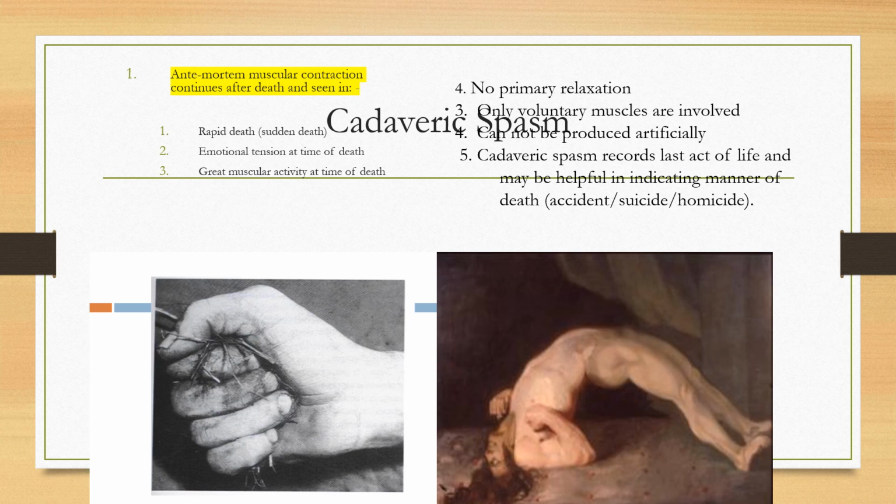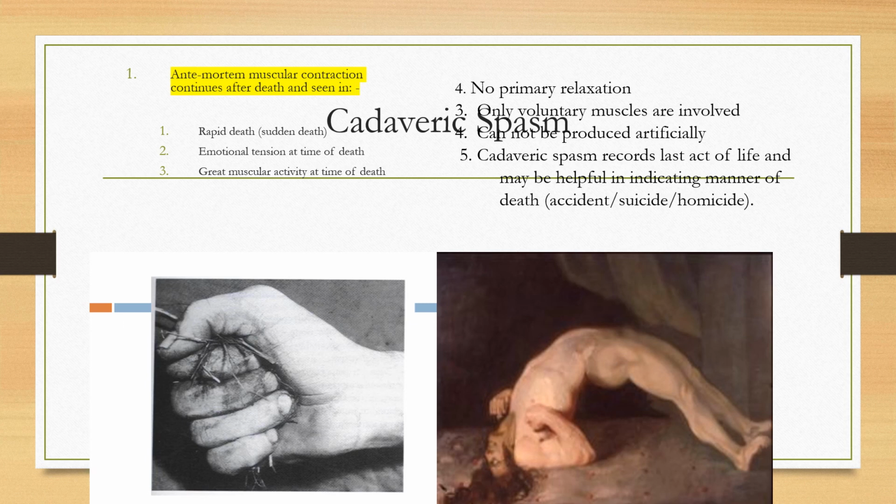Cadaveric spasm records the last act of life and may be helpful in indicating the manner of death, that can be accidental, suicidal or homicidal. In the first photograph you can see the fist, which is holding some grass-like structure inside. This may be because the person was struggling to save himself, like in drowning, he tries to save himself by holding on to grass or some tree-like structure. Or if a homicidal attack is there, then he will try to hold on to the shirt or any part of the body like hair, etc.